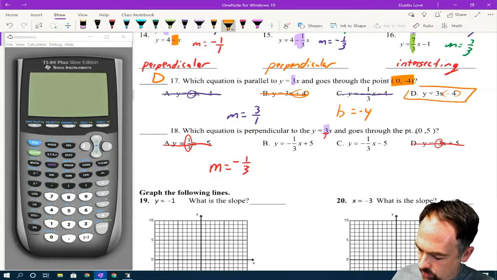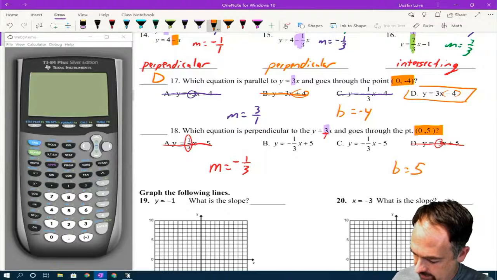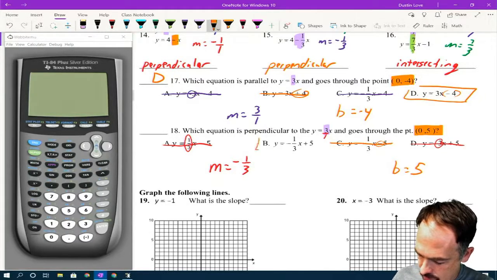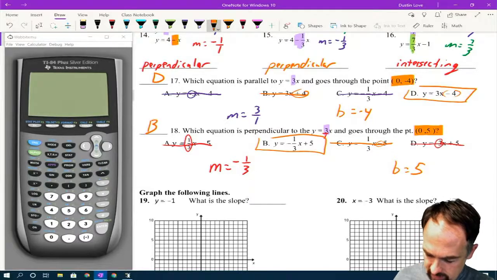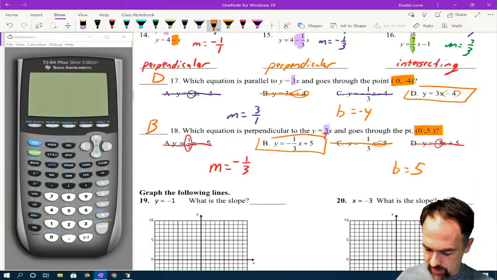Okay, also we've got the point 0,5, which is a y-intercept, so b equals positive 5. C has got a negative 5, so that doesn't count. B is my right answer with a positive 5 y-intercept.